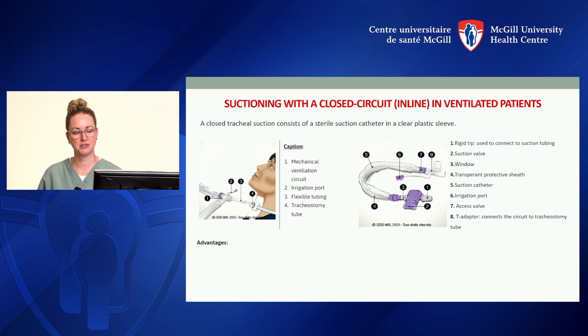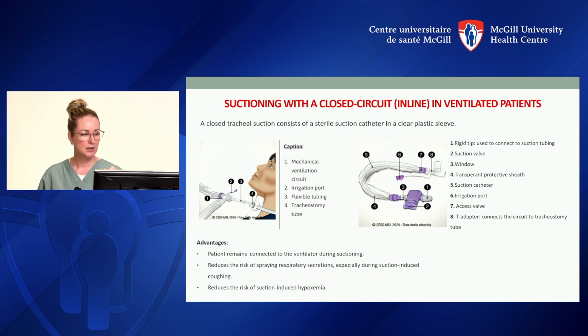In the other image, you'll see a more close-up of the inline suction catheter. So again, you have your rigid tip, the suction valve, that's the valve that you press down to apply the suction. You have your window for number 3, where you can visually see the secretions that you're suctioning out. Then you have your transparent protective sheath over top of the suction catheter. Again, number 6 in this image is your irrigation port. You also have your access valve, and number 8 is the T adapter that connects the circuit to the tracheostomy tube.